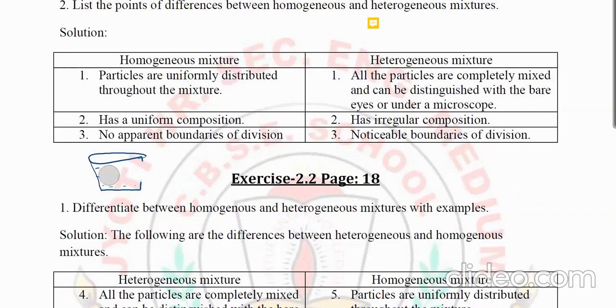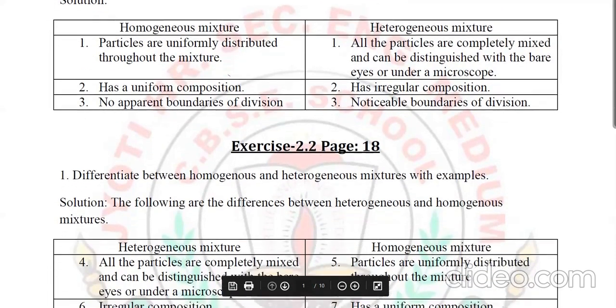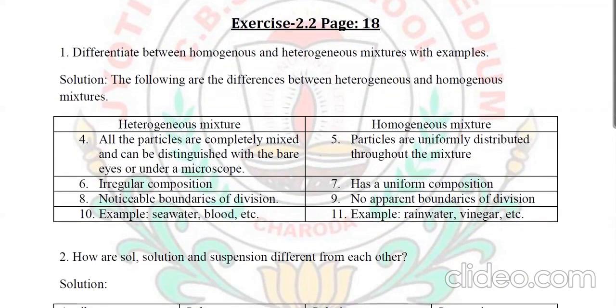Let's move further to the next question. The next questions are from page number 18, exercise 2.2 of the NCERT book. The first question is: differentiate between homogeneous and heterogeneous mixtures with examples. All the other points we have discussed before, as the same question was there in the previous question also. Only one thing is added here: we have to add examples.